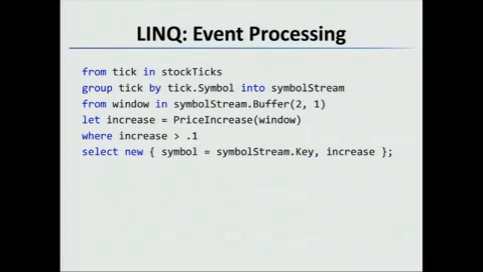So here's how the query would look. We have from tick in stockTicks. This is our source. Then we group it by the symbol, into the symbol stream. Then we aggregate it with a rolling buffer of size 2, and we roll it by 1 each time. We call that window. Then we apply the price filter, and we call that the increase. We check to see if the increase is greater than 10%, and then we project out the key, which is going to be the symbol, and the increase amount. And this is our complex event processing query.